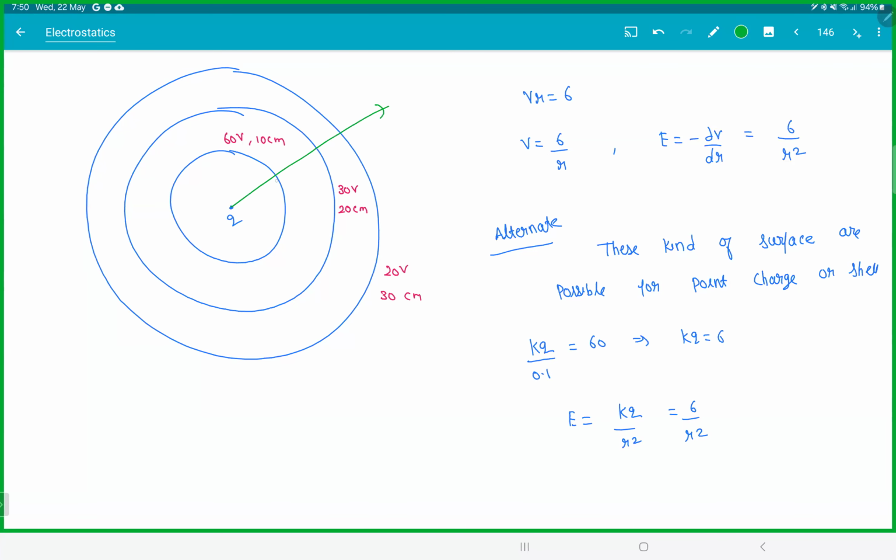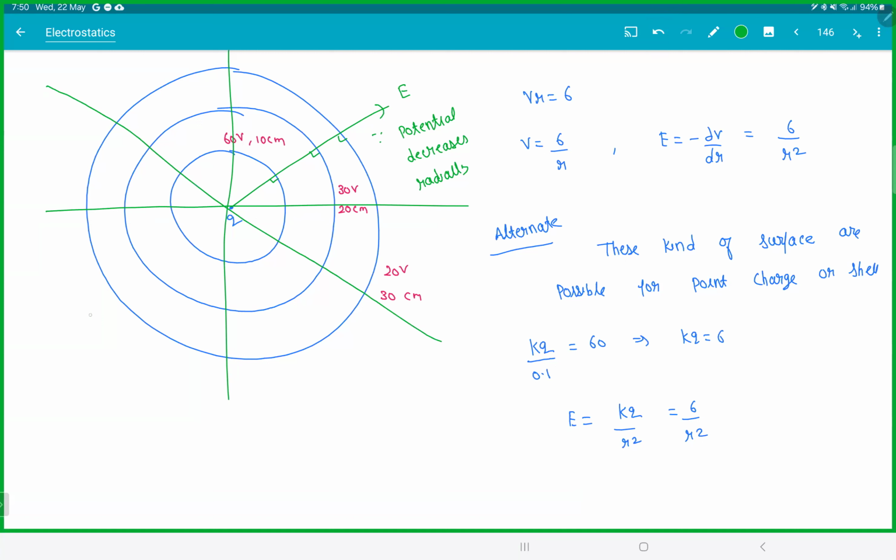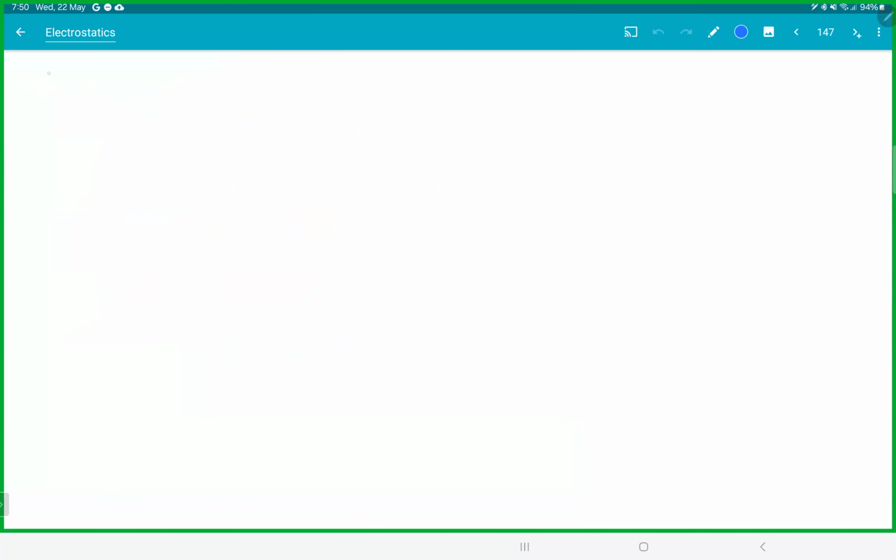And the field has to be radial, so perpendicular to the surface and away, since potential decreases radially. So once you got the idea, it's a point charge, it becomes easy to solve. Easy? Check it out. So you can do that V into R, or you can figure out it's a point charge. Same thing, another similar model.